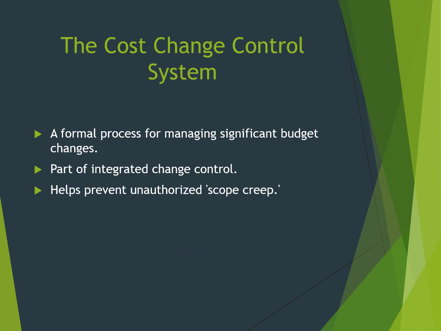When a significant change needs to be made, we don't just act on a whim. We use a formal process called the Cost Change Control System. This system is a vital part of what's called integrated change control. Its main purpose is to ensure that any changes to our budget are carefully considered and formally approved. This is our best defense against the dreaded scope creep that can quickly drain a project's budget without authorization.